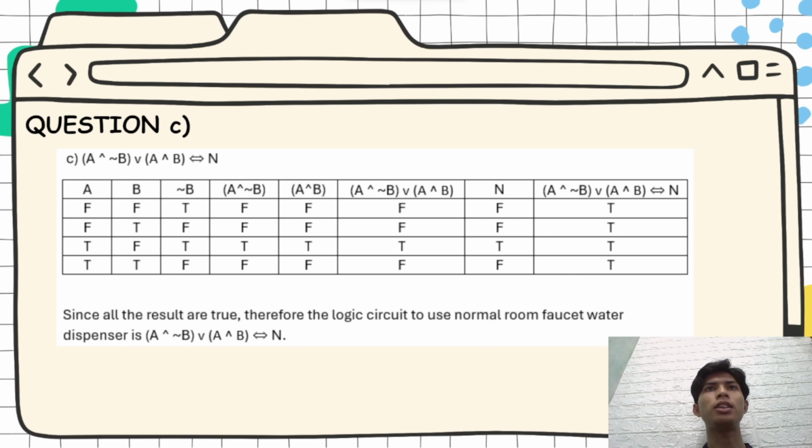And column number 6 is the column for A and not B or A and B with values false, false, true and false. And the seventh column is the column for normal room faucet water, which has the values false, false, true and false. And the last column, which is column number 8, is the comparison between column 6 and 7, where the values are true, true, true and true. So since all the results are true, therefore the logic circuit to use the normal faucet water dispenser is A and not B, or A and B, logically equivalent with N.